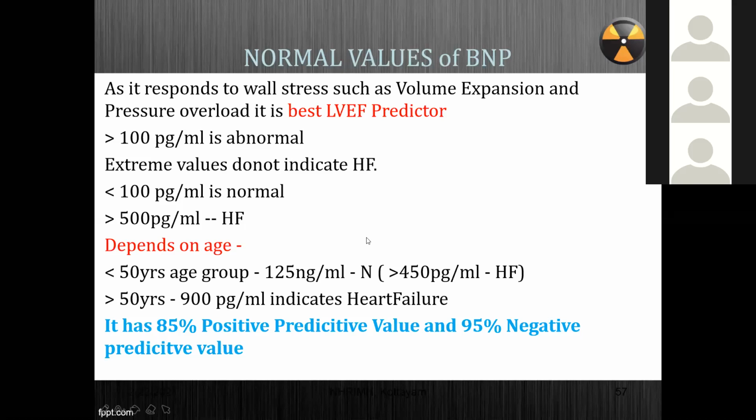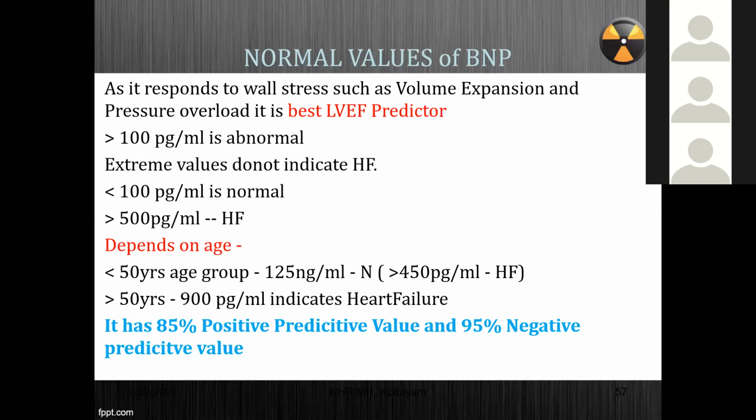But in lesser than 50 years, you consider it heart failure when it is greater than 450 picogram. Suppose the patient is above 50 years, greater than 900 picogram per ml indicates heart failure. So give some relaxation to the old age people, up to 900.